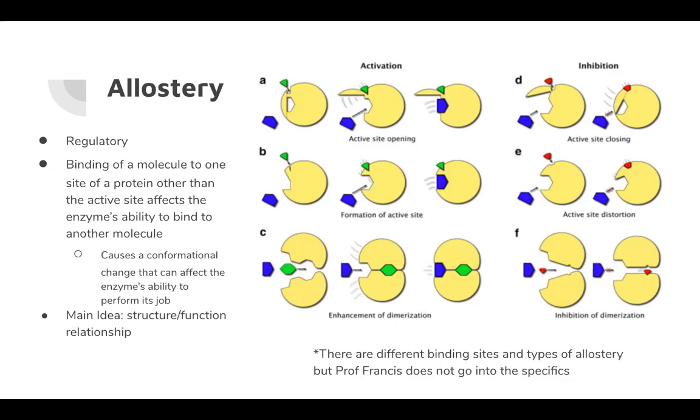Laura is big on structure-function relationships, and this is an example of it. If something affects the structure of something, how does that affect its function? If there's a conformational shift, there's no guarantee that the enzyme is going to be able to bind the molecule it's supposed to and perform its job. There are different binding sites and types of allostery, but we didn't really go into it. Basically, there can be conformational shifts because of another molecule that binds somewhere other than the active site, and that shift doesn't guarantee that the enzyme is going to function properly. Does that make sense, or does anyone have any questions?